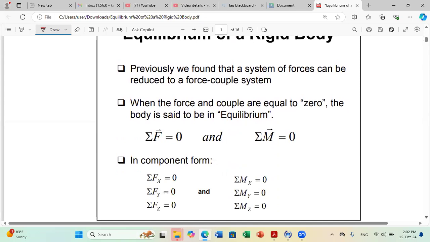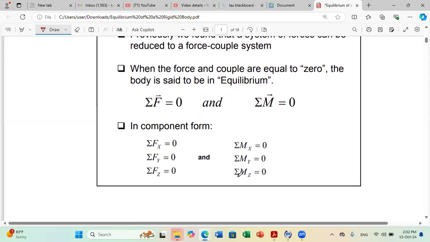Now, in 3D, this corresponds to three equations of forces, sum of x, sum of y, sum of z equals 0, and three equations of moments, sum Mx, sum My, sum Mz equal to 0. So an equilibrium problem in 3D, we can solve up to 6 unknowns with 6 equations.